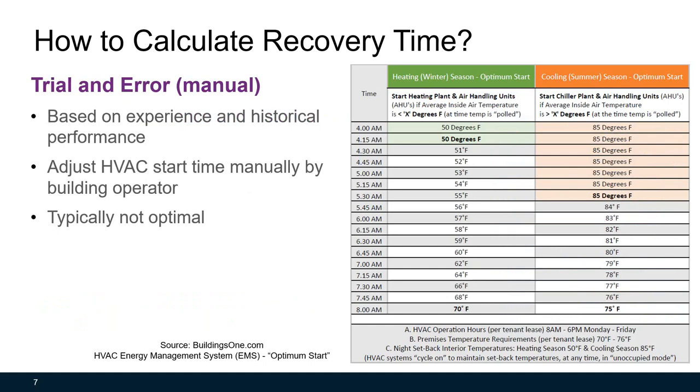One way to do it manually is the trial and error method. This method is based on experience and historical performance of the HVAC system. First, you need to record or trend variables like weather, HVAC system start time, and the zone temperature. Then the building operator needs to adjust the HVAC start time manually for several days continuously. Then monitor and record the zone temperature change to make sure the HVAC start time is close to optimal. Apparently, this has to be adjusted season by season or maybe month by month, and how close it is to optimal depends on the building operator's experience.